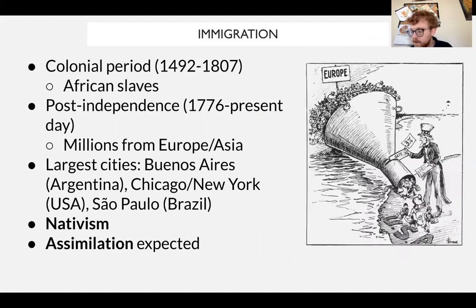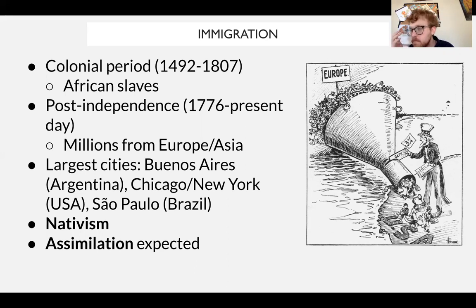What's going on with immigration? Well, we're going to see a lot of social issues, a lot of political issues concerning immigration, not only in North America, but in South America as well. We're going to see increased immigration as a result of political conflict in Europe, as a result of changes in Asia. And these immigrants, they're going to make their way to North and South America.